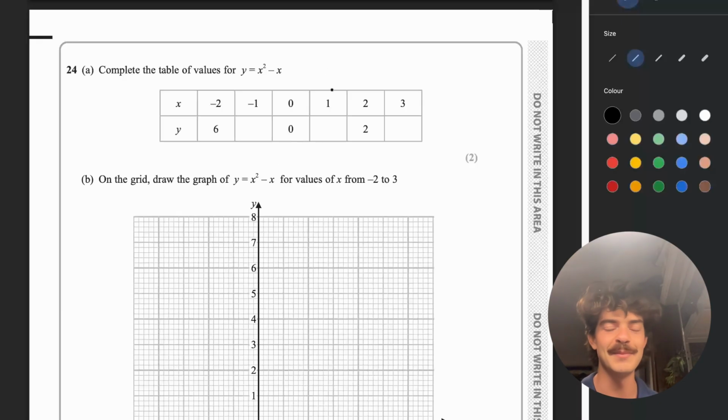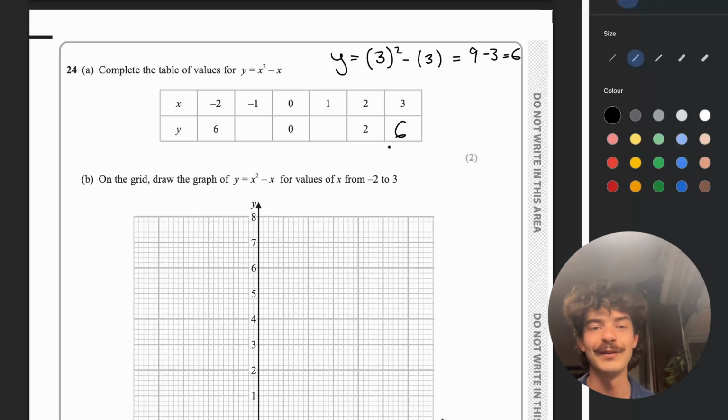All right, let's maybe walk through a couple of these manually. Let's do the 3 manually. So y equals 3 squared take away 3, which is 9 take away 3, which is 6. So we just run through this operation a few times. Using 1, 1 squared is 1, take away 1 is 0.